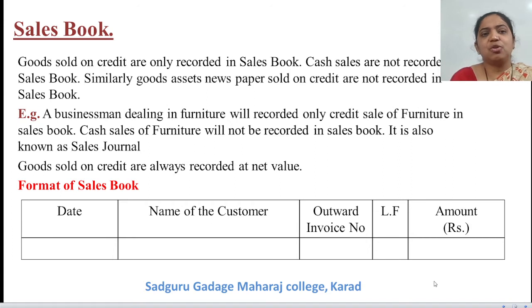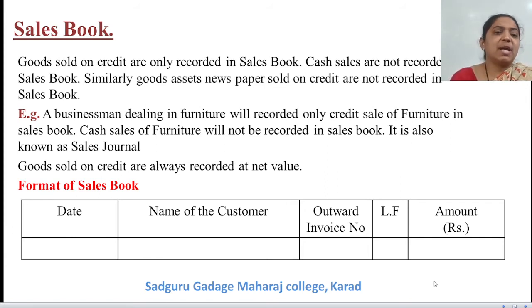So when you sell the goods on credit, at that time it will be written down in your sales book. Similarly, goods, asset, newspaper sold on credit are not recorded in sales book. Example, a businessman dealing in furniture will record only credit sale of furniture in sales book. Cash sales of furniture will not be recorded in sales book.